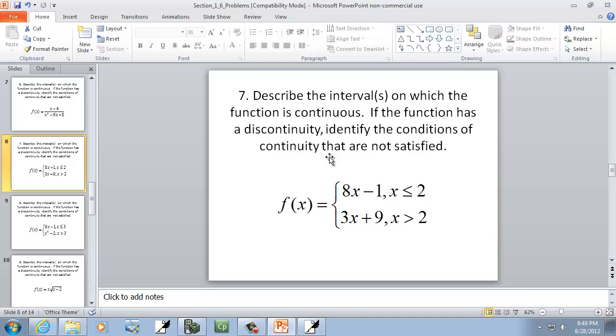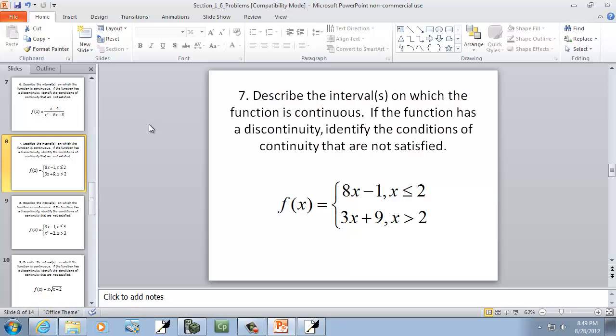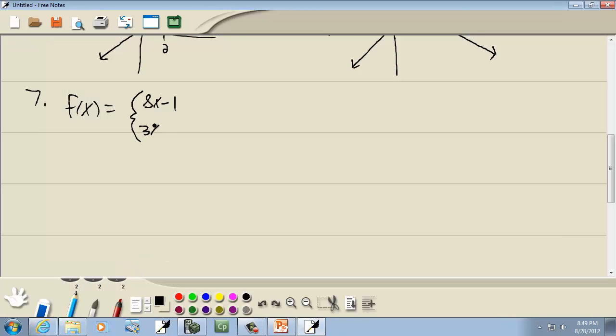So let's look at this one. We got f of x is equal to 8x minus 1 and 3x plus 9. And we got x is less than or equal to 2, and we got x is greater than 2. Okay.